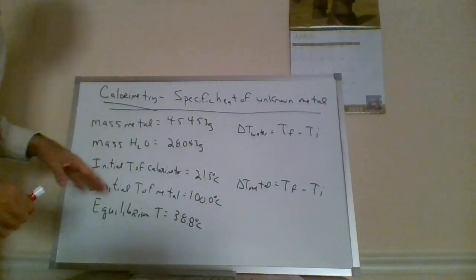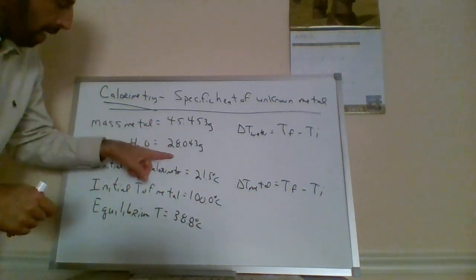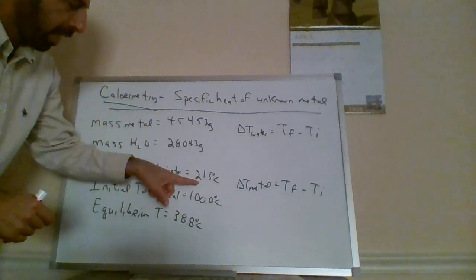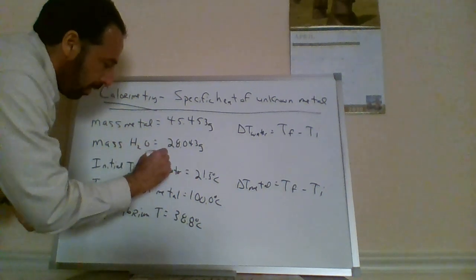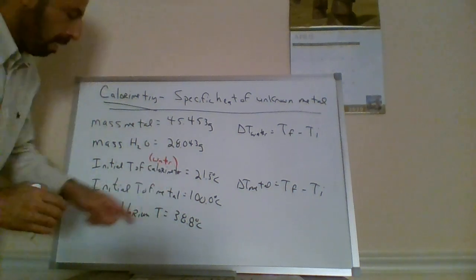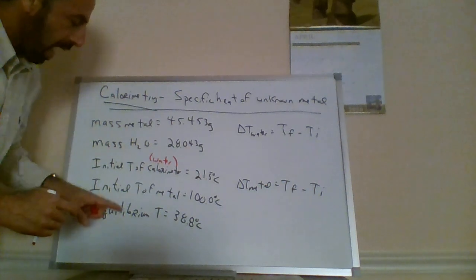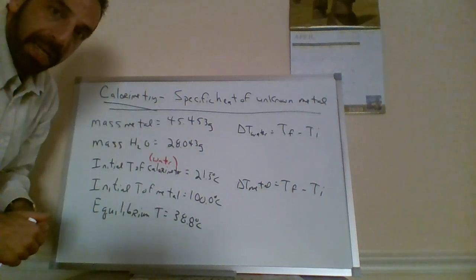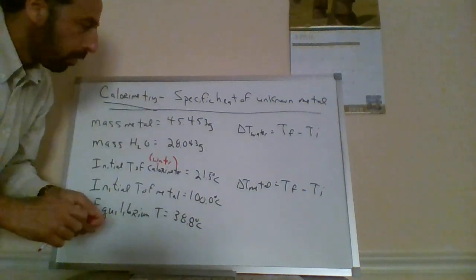A few things. Again, I'll let you calculate this out on your worksheet. There's the mass of metal, the mass of water inside the calorimeter, and the initial temperature of the calorimeter. Again, this is the initial temperature of the water inside the calorimeter. For the metal, we use it at 100 degrees Celsius, so we record that temperature. And then the equilibrium temperature. After we dumped the hot metal in the calorimeter, the temperature rose. We'll talk more about that when we go through the calculations.